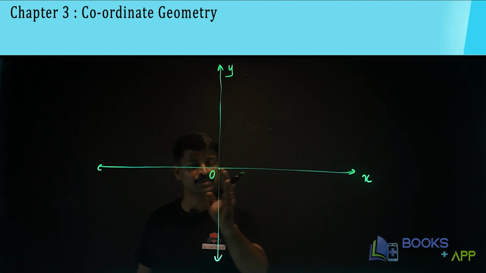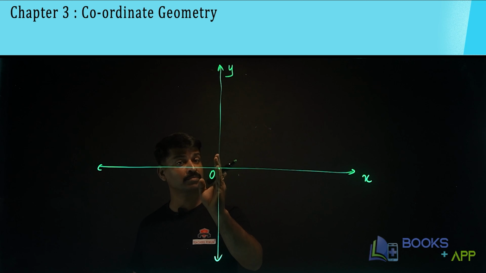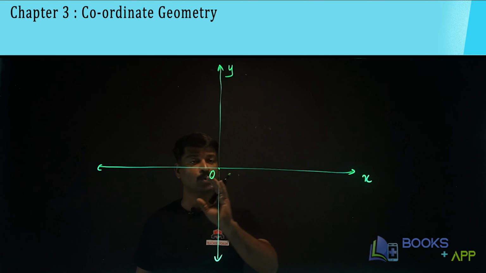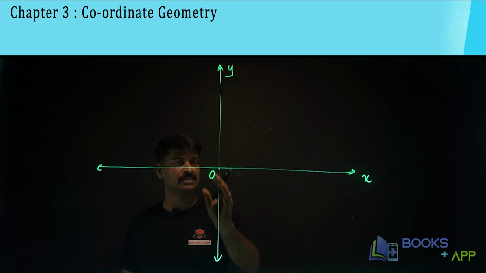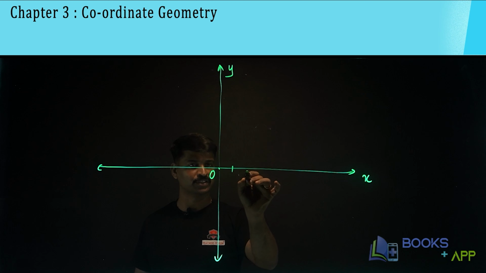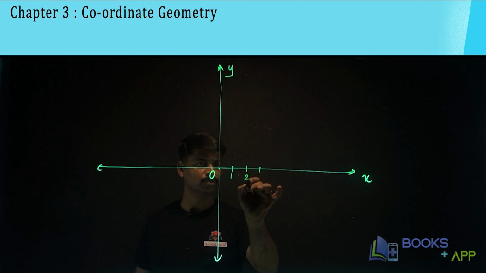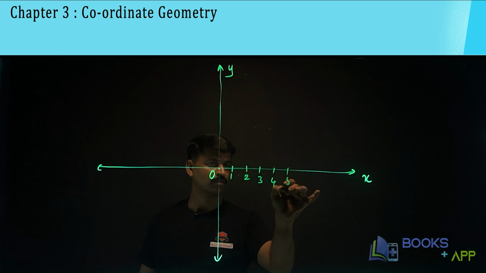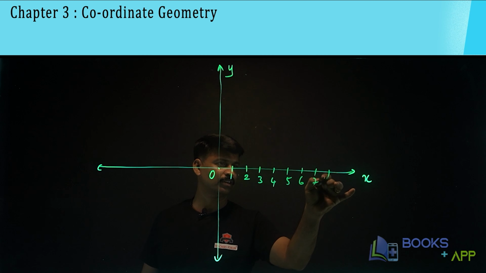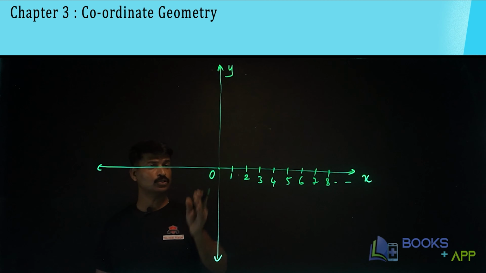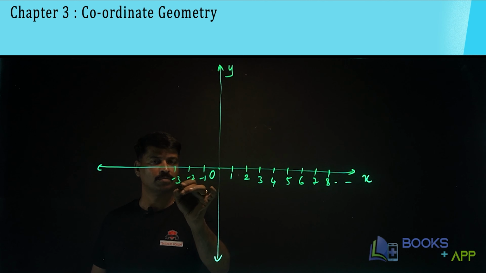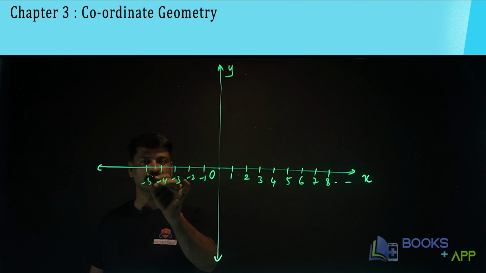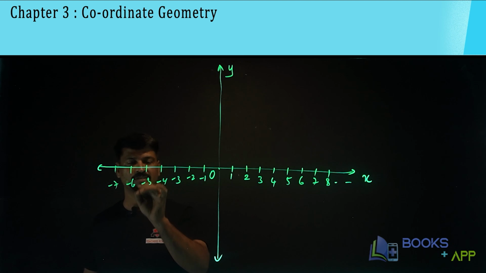Now to the right side of 0, in a number line, when we move from left to right, what happens? The value increases. Similarly, if you represent some points after 0 on the x-axis at equal distances, those points will be 1, 2, 3, 4, 5, 6, 7, 8, etc. Similarly, to the left of the origin on the x-axis, the points will be negative numbers, that is -1, -2, -3, -4, -5, -6, -7, etc.